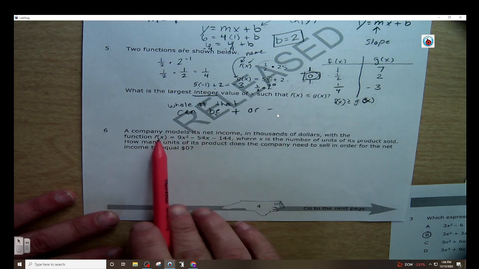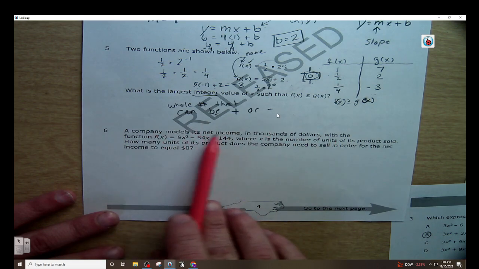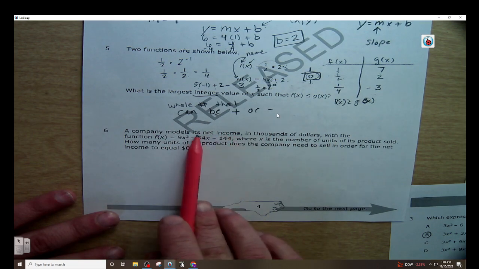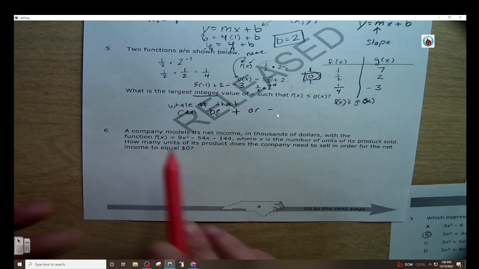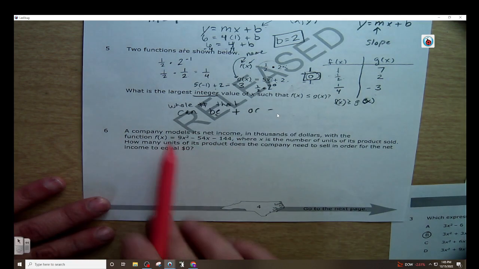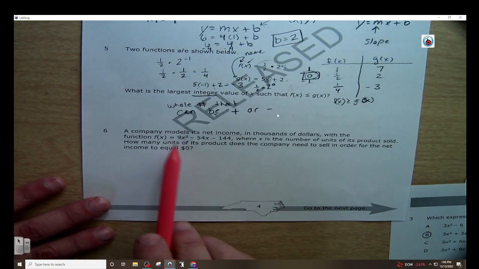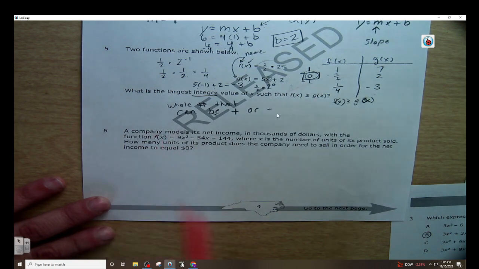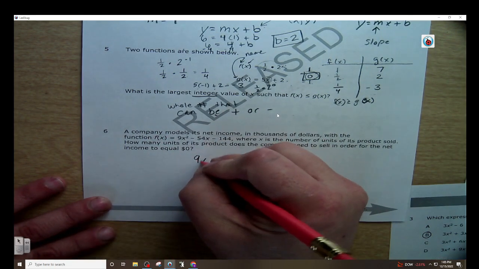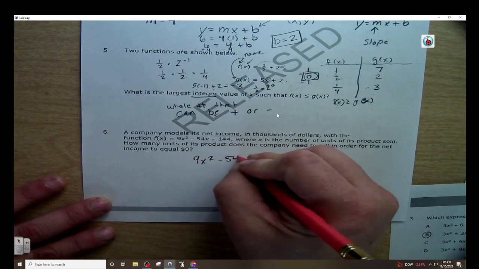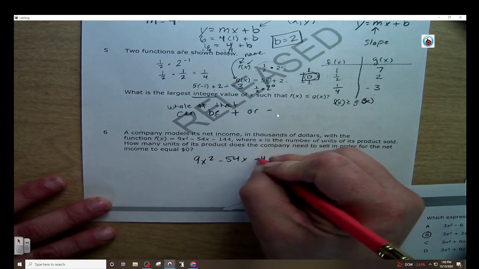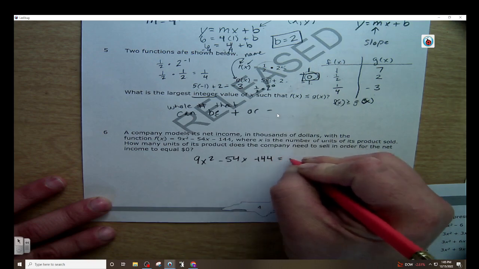f of x is its net income. Okay. So now, if they want to know when the income's 0, what we're going to do is take 0 and replace f of x with 0. So let's do that. Now, what I'm going to do here is put 0 on the right side, because it doesn't matter which side you put it on, as long as it's on one side of the equal sign.